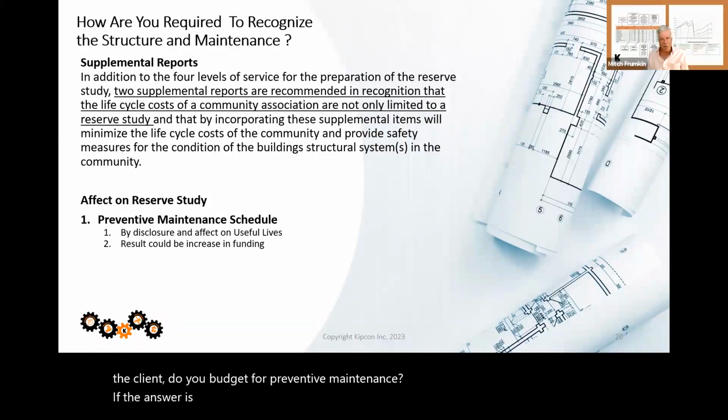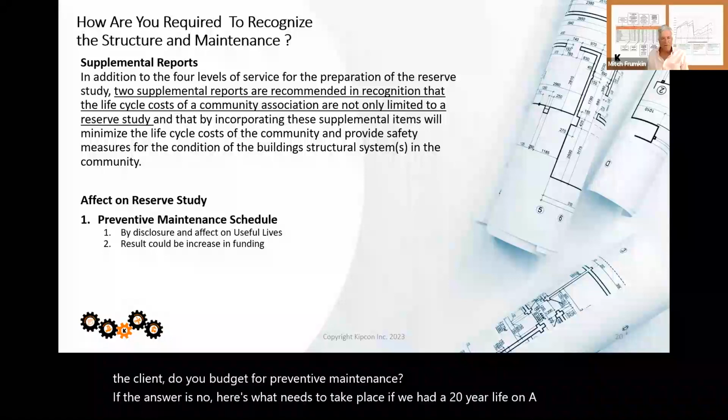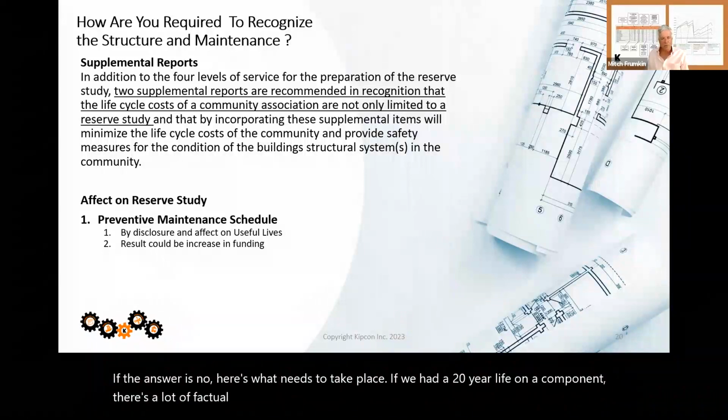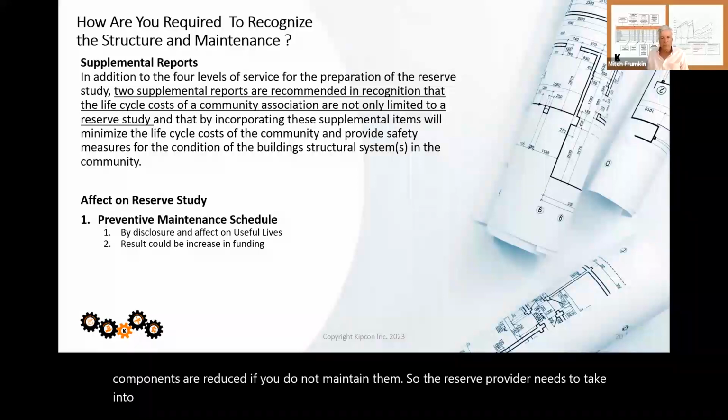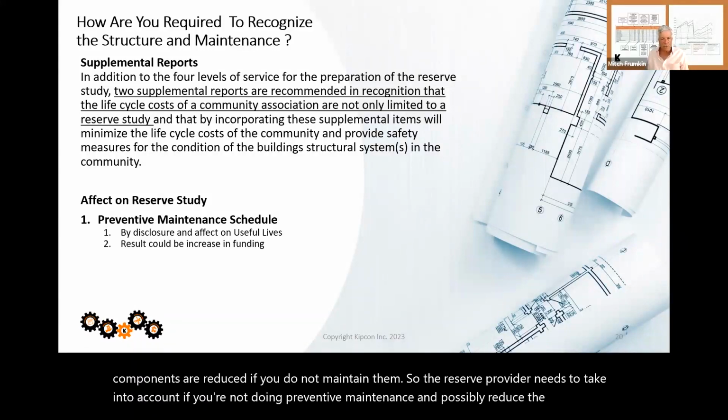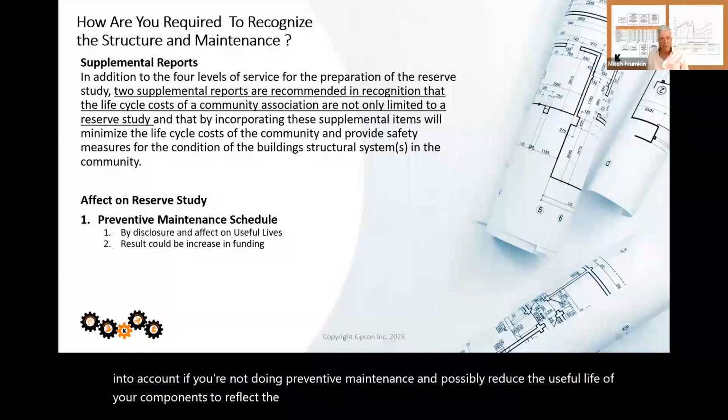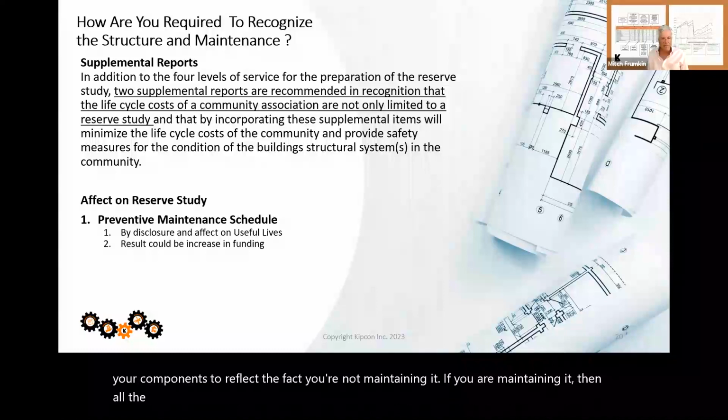If the answer is no, here's what needs to take place. If we had a 20-year life on a component, there's a lot of factual information out there that the useful lives of components are reduced if you do not maintain them. So the reserve provider needs to take into account, if you're not doing preventive maintenance, and possibly reduce the useful life of your components to reflect the fact that you're not maintaining it. If you are maintaining it, then all the full useful lives would be used.